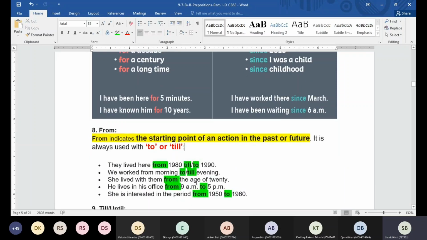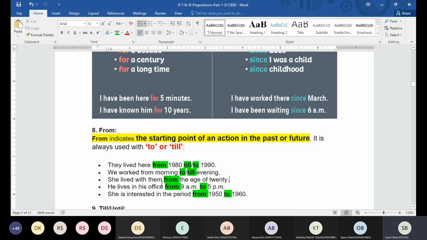Like, they lived here from 1980 till or to 1990. So the starting time was 1980, the end time was 1990. We worked from morning to or till evening. She lived with them from the age of 20. So the starting time was when she was 20 years old. He lives in his office from 9 a.m. to 5 p.m. She is interested in the period from 1950 to 1960. In all these cases, we are referring to the starting time using from, and for the end time we use till, or we can use the word to.